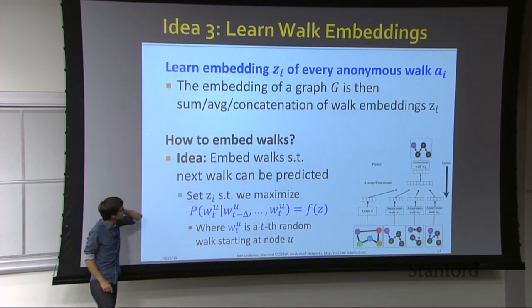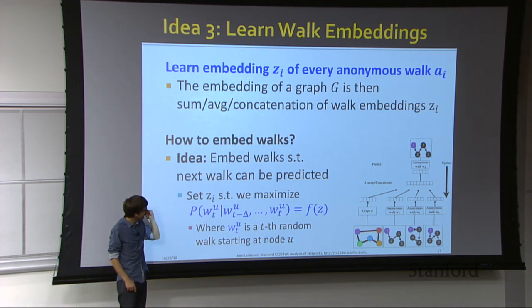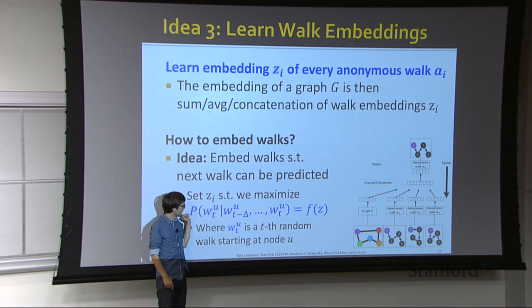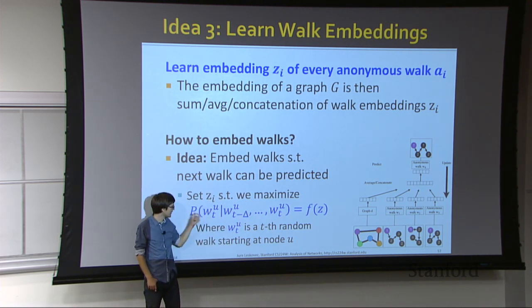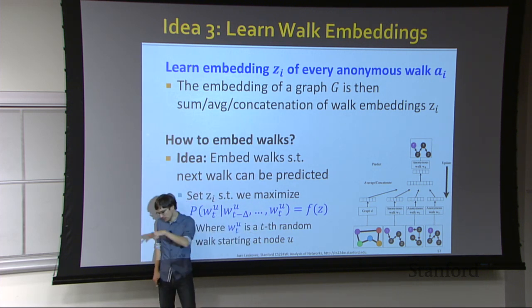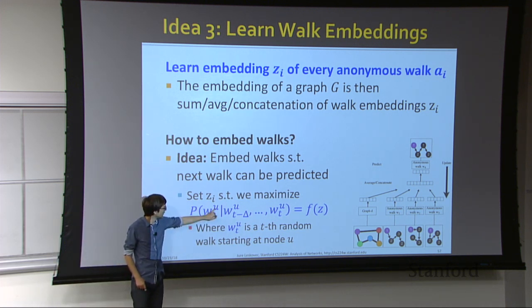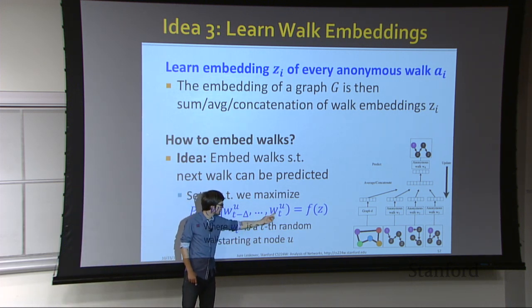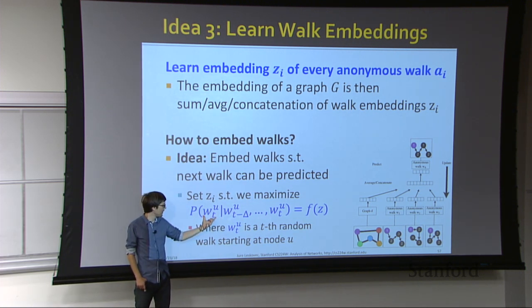The way you would embed the walk is the following: we want to embed walks, here denoted by W, in such a way that I can predict what kind of anonymous walks occur in a neighborhood of a given node. So I say at node U, I have seen these different anonymous walks, and now I want to predict what is the next anonymous walk I'm going to see.